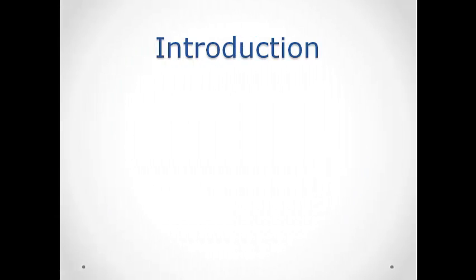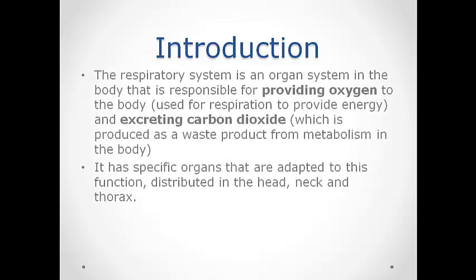Just a quick introduction before we get into the details of the thoracic wall. The respiratory system is the organ system in the body that is responsible for providing oxygen to the body, and we all know that oxygen is important for respiration, reactions that provide energy and so forth. It's also important for excreting carbon dioxide, which is produced as a waste product from metabolism. Accordingly, it has specific organs that are adapted to this function.